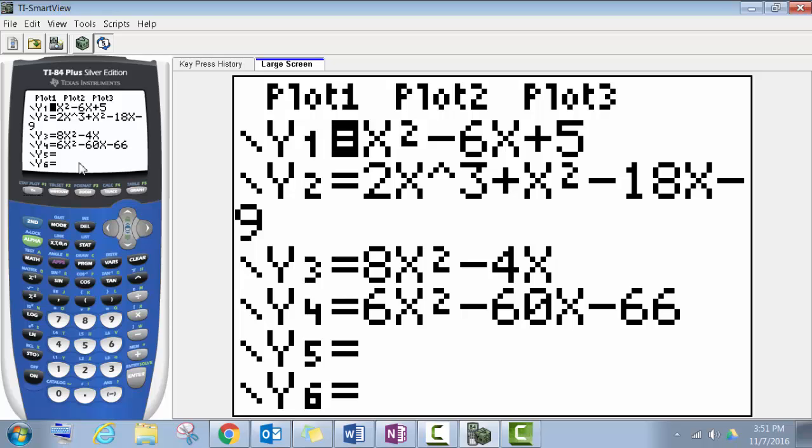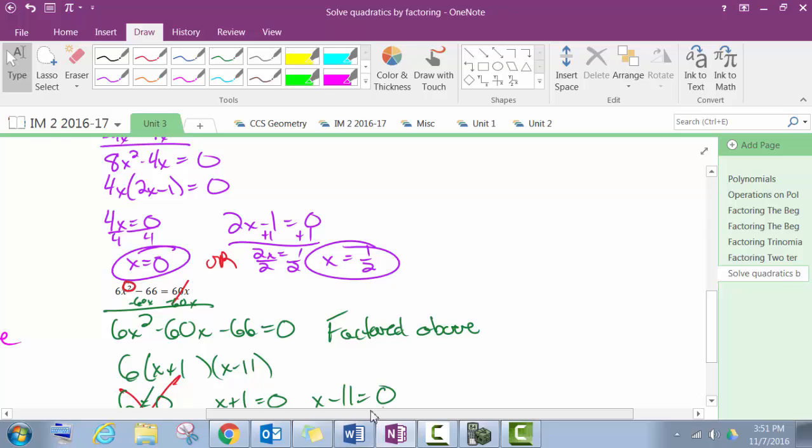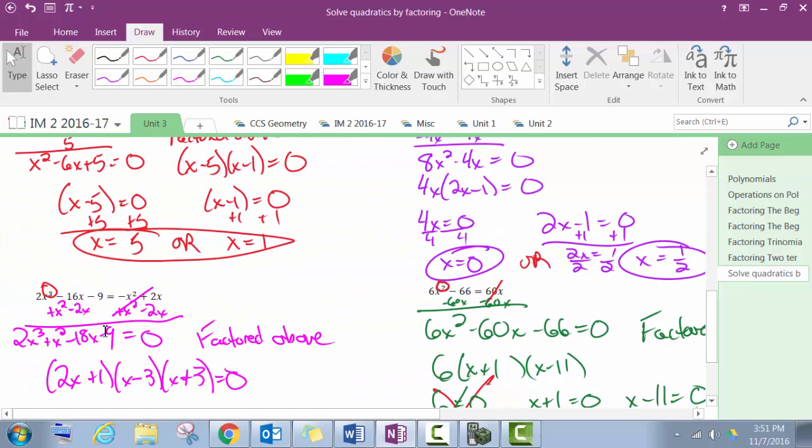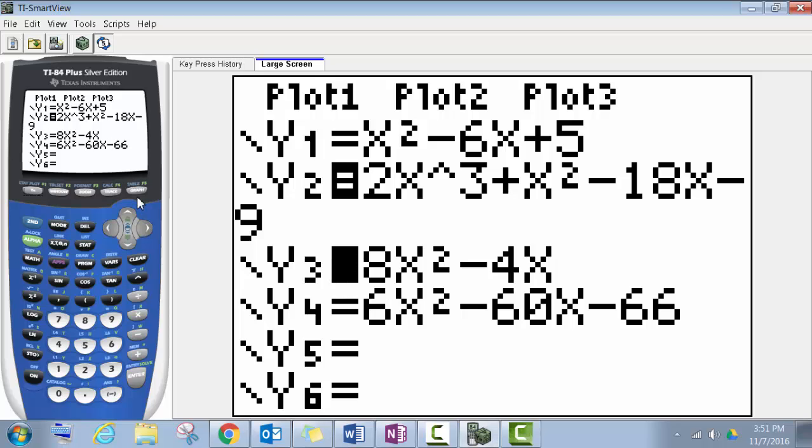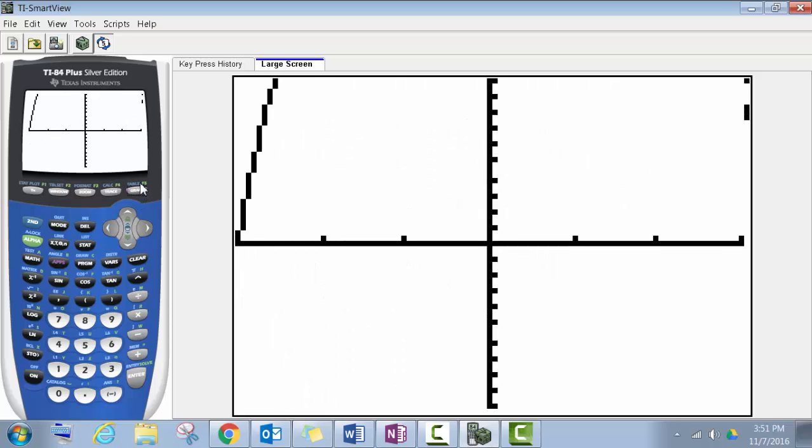Whoop, not this one. This one, this isn't even a quadratic, it's x cubed. But we can still do that. So we should have zeros at x is -1/2, 3, and -3. So we should have 3 zeros. So this should look a lot different. It's not a U, it's a little bit more. So let's see what we got. I'm excited to see what's going on here.